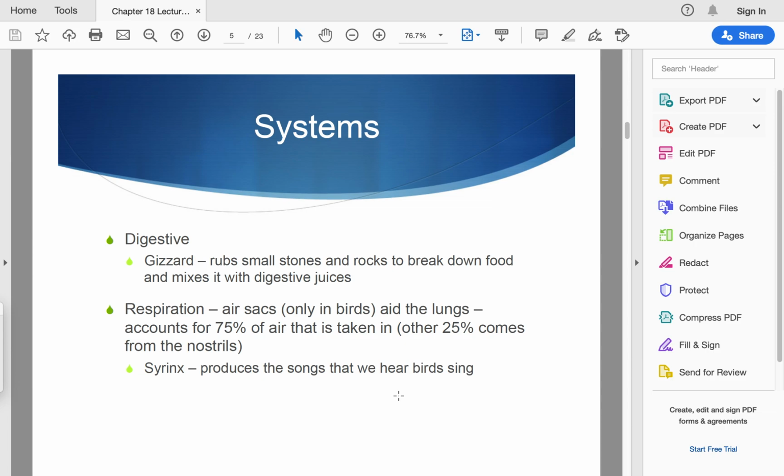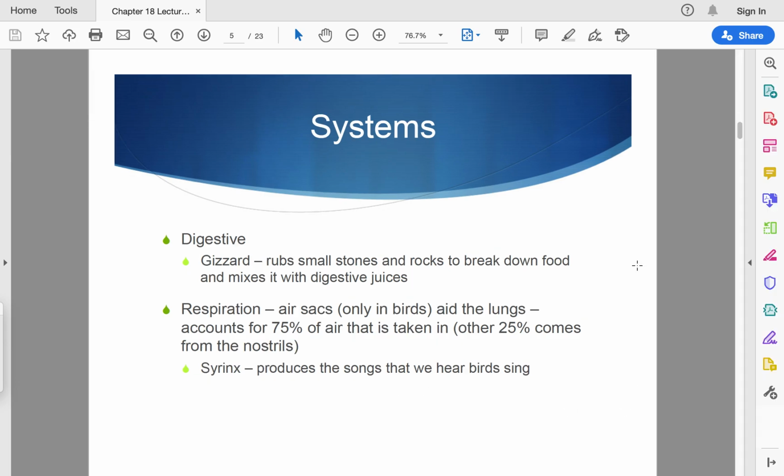Birds, their respiration is through air sacs. Birds are the only animals that use air sacs. These aid in lungs, and this accounts for 75% of the air that's taken in. The other 25% comes from the nostrils of the bird. And the syrinx is what we hear when you hear birds chirping, right? The songs that we hear birds sing. This comes from the syrinx.